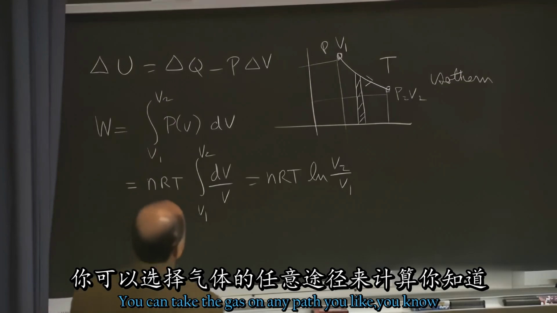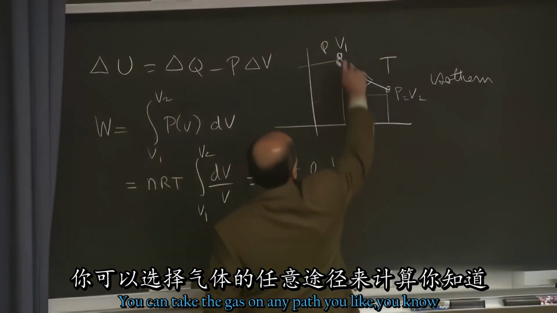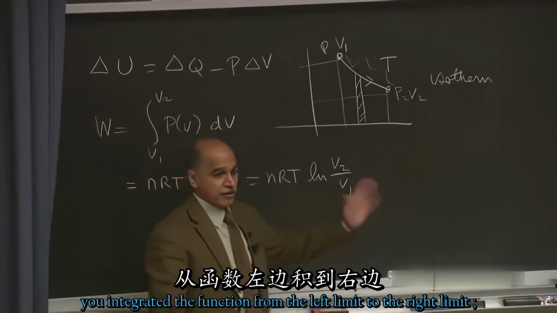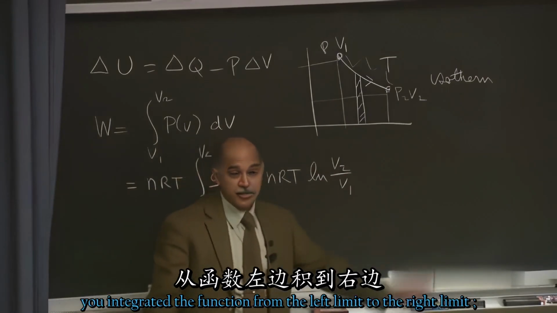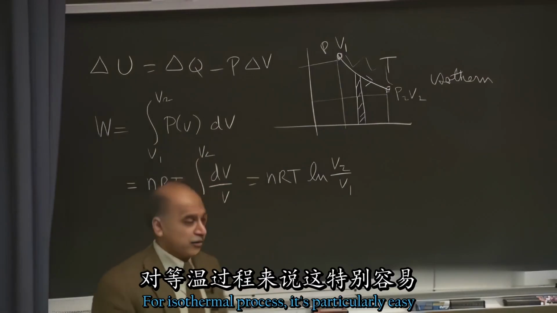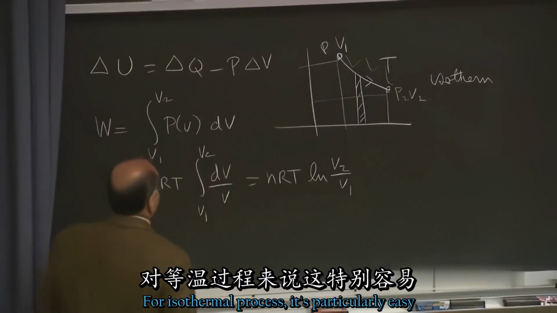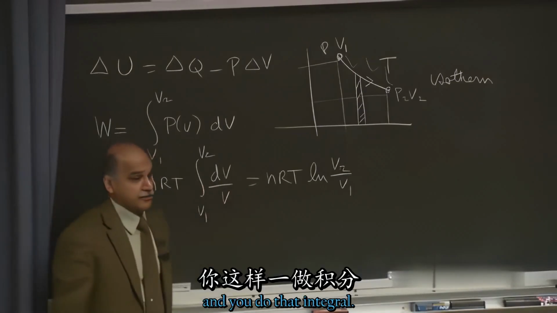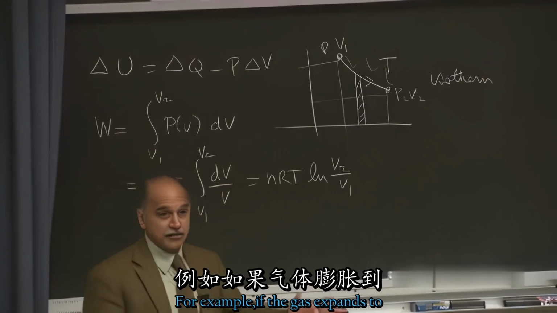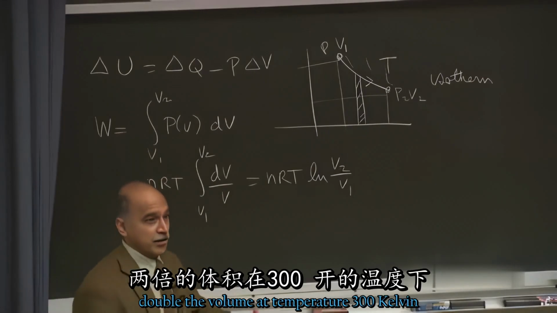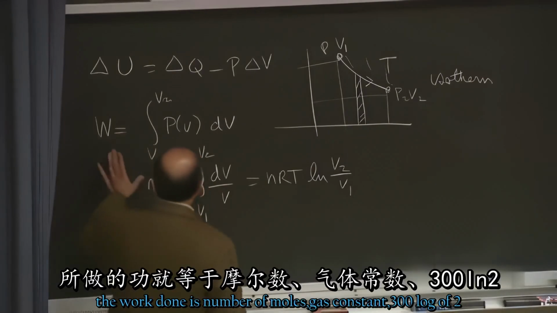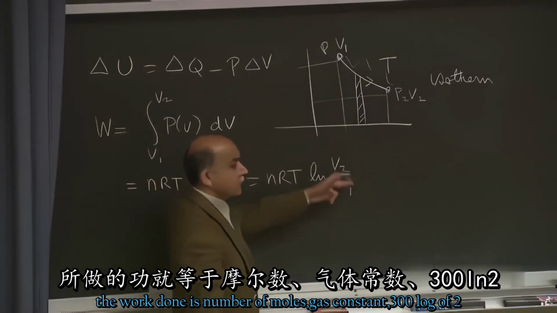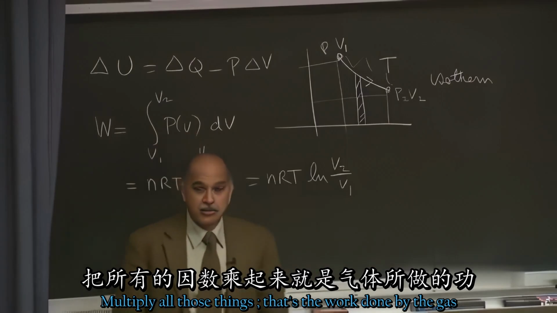You can take the gas on any path you like, as long as you knew the pressure at each volume, you integrate that function from the left limit to the right limit. That's the work done. For an isothermal process, it's particularly easy because the pressure is inversely proportional to volume, and you do that integral. This is the work done. For example, if the gas expands to double the volume at temperature 300 Kelvin, the work done is number of moles, gas constant, 300 log of 2. You multiply all those things, that's the work done by the gas.